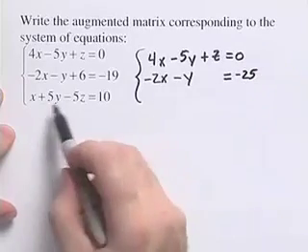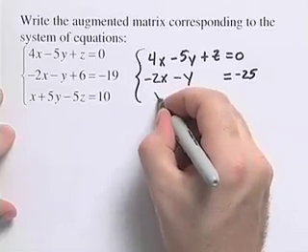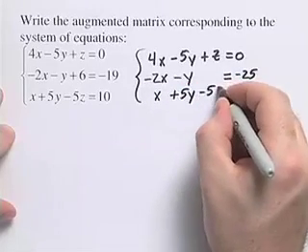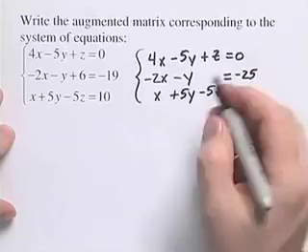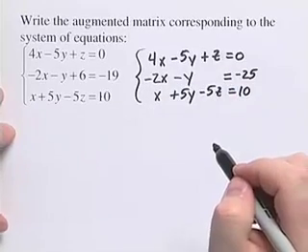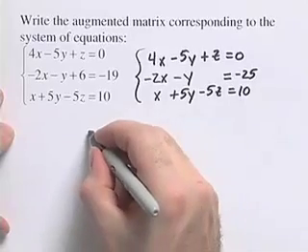This third equation is okay. We're just going to rewrite that: x plus 5y minus 5z equals 10. Now we have each of the variables lined up. All the constants are on the right-hand side. So we can go ahead and write our augmented matrix now.